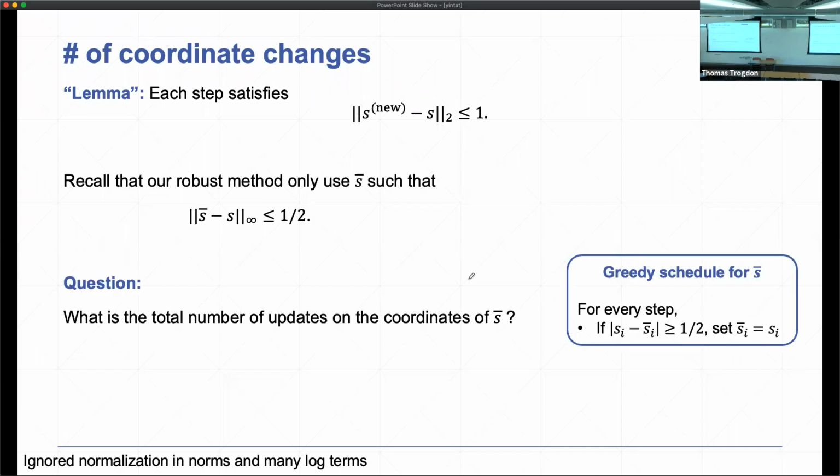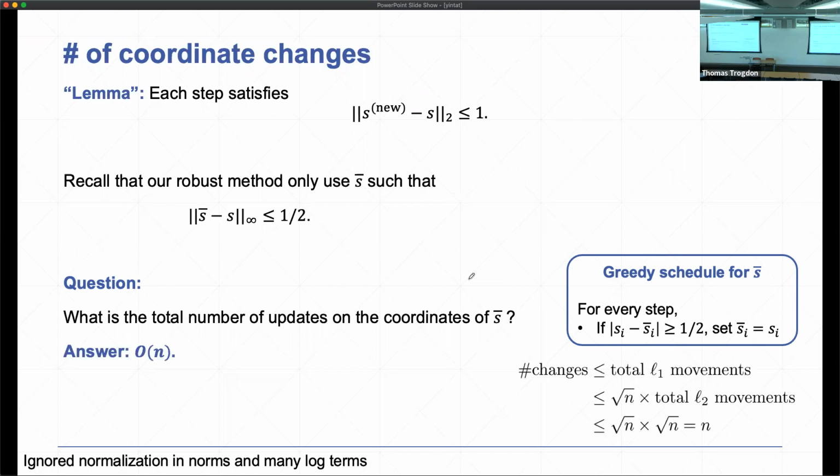Turns out then you need to ask how we update S bar. The naive thing is whenever the coordinate is constant farthing, we update that coordinate. Then how many coordinates of S bar will change? Turns out this is n, if those are really the assumption, and if there are square root n steps.